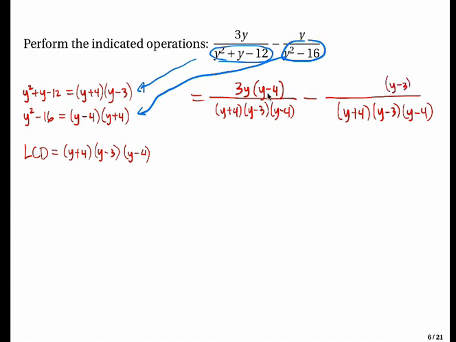And don't forget the y there. And now, they have the same denominator. We can now combine them into a single numerator. And we will have 3y times y minus 4. We have the minus here, so we have minus y times y minus 3. And then single denominator: y plus 4 times y minus 3 times y minus 4.